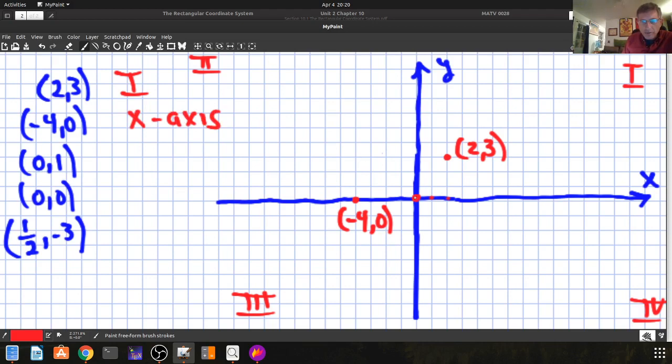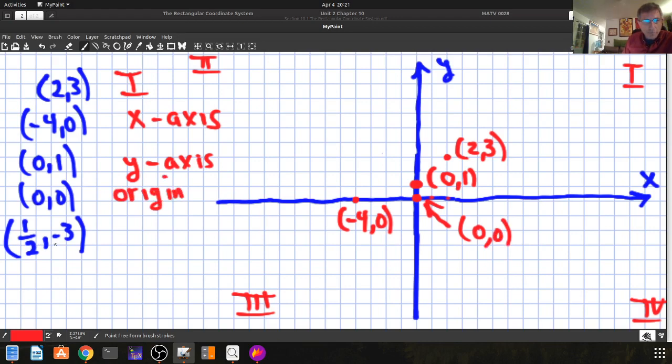This is 0 and 1. So again, we start at the origin. And my x value stays at 0, but I go up 1 point. So it's this point right here, 0 and 1. And 0 and 1 lies on the y-axis. And we already know where the point 0, 0 is. This is 0, 0 right there. And it's the only point with its own unique name. It's called the origin.